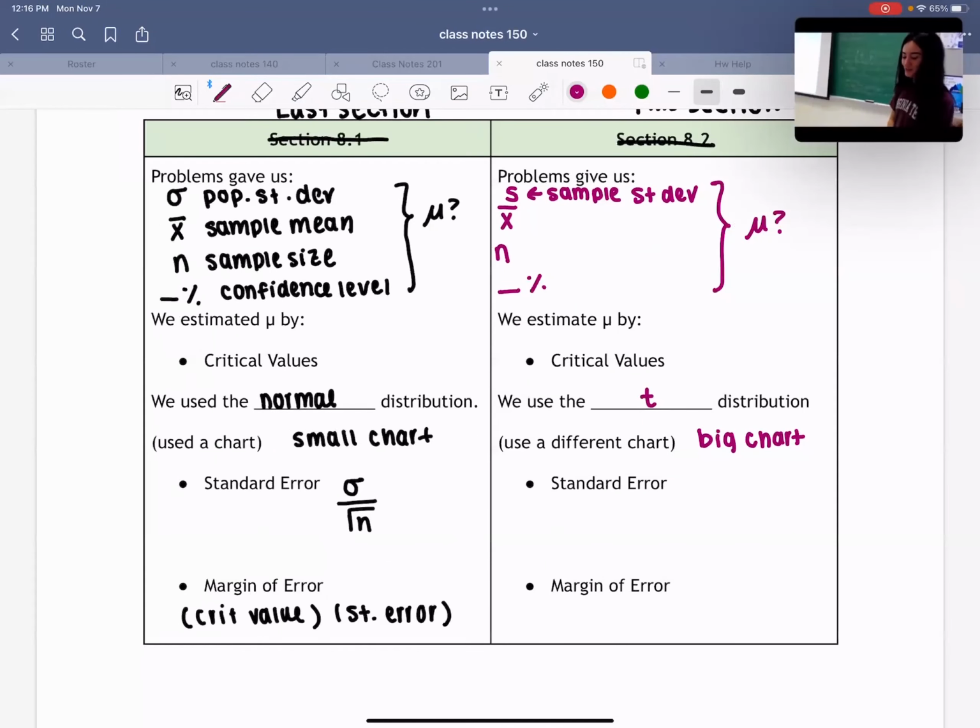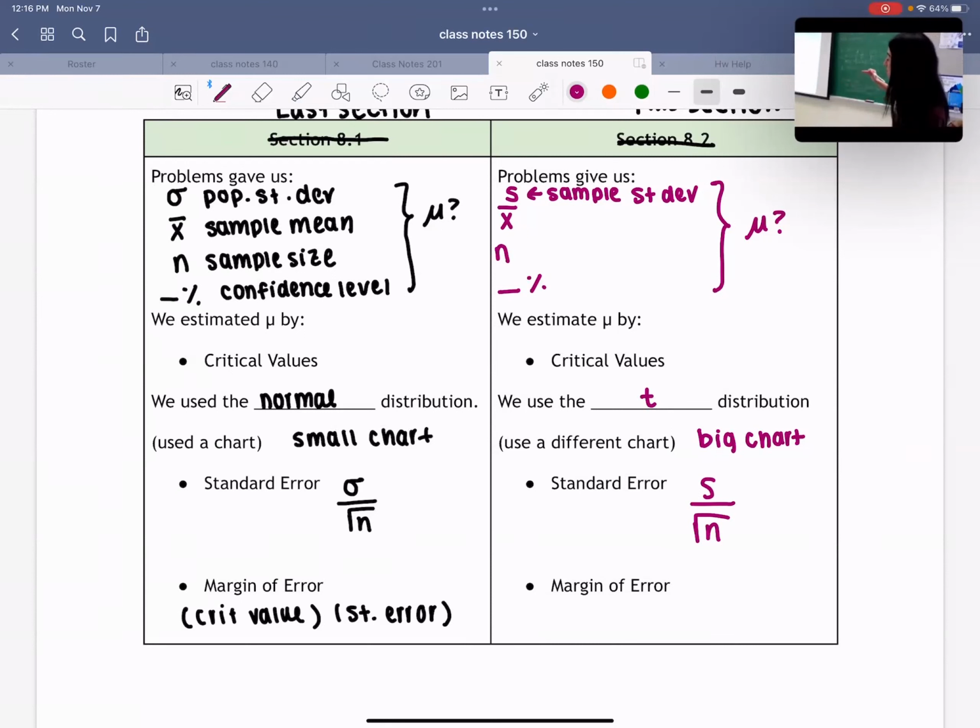Next, we're going to use the standard error. Okay, but the standard error formula has the population standard deviation in it. What do you think the standard error formula for these questions is going to be? Yeah, it's literally, instead of using the population standard deviation, we're going to use the sample standard deviation, S over the square root of n. So even though it's a different formula, it's the same formula, just a different symbol for standard deviation, okay? So still standard deviation over the square root of n.